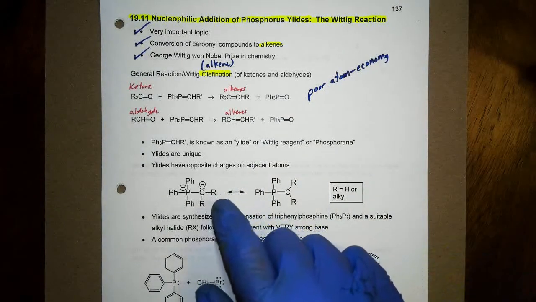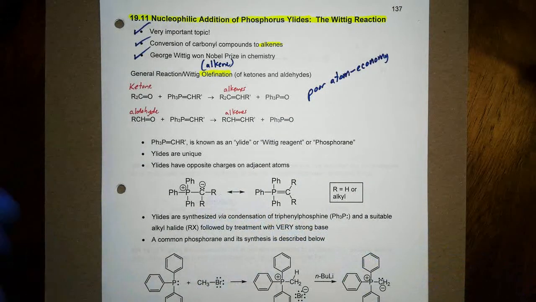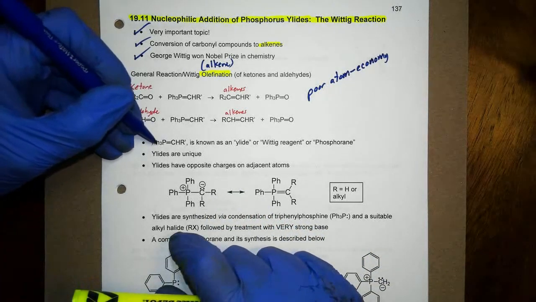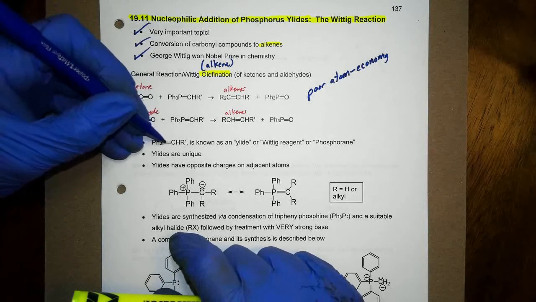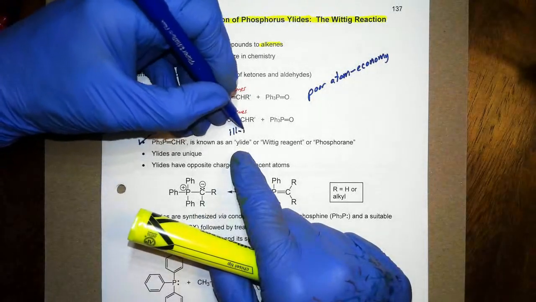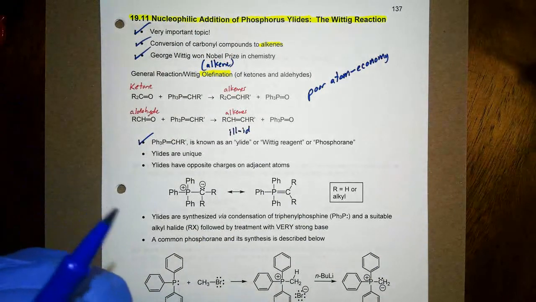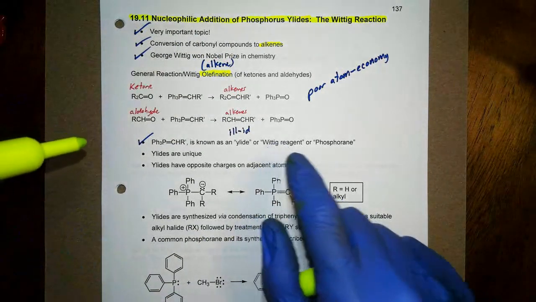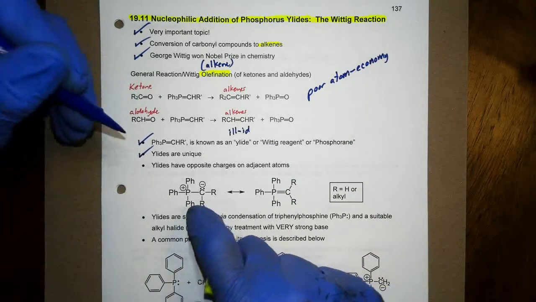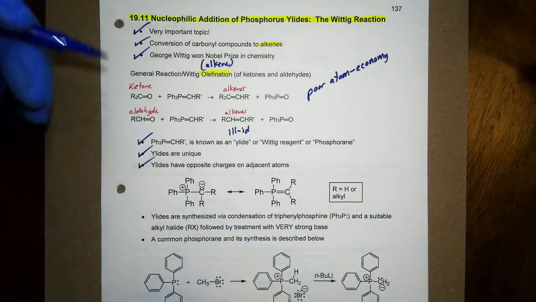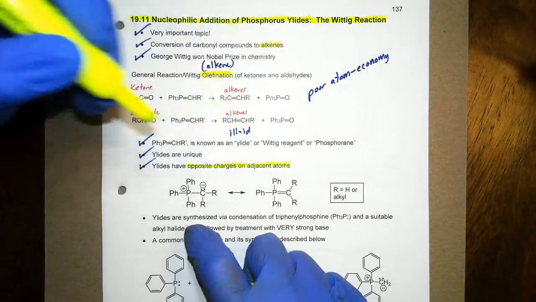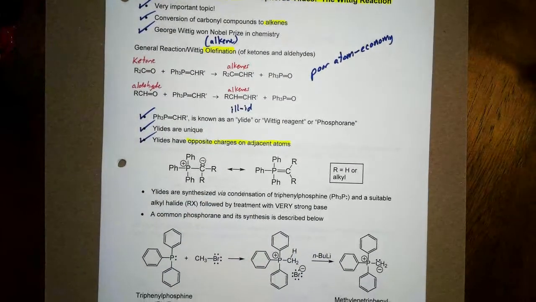So let's talk a little bit more about the Wittig reagent, then I'll show you how they work. To begin with, this has 3 benzene rings, three phenyl groups attached to a phosphorus and a double bond carbon. It's called an ylid. It's pronounced ylid. And sometimes they're called Wittig reagents, and sometimes they're called phosphoranes. I tend to use these terms interchangeably, but they're very unique. What makes them unique is they have opposite charges on adjacent atoms. So if anybody ever asks you what's unique about it, they have opposite charges on adjacent atoms.